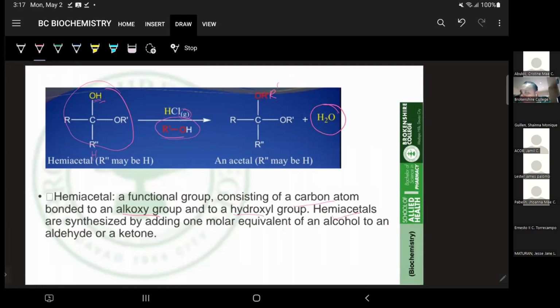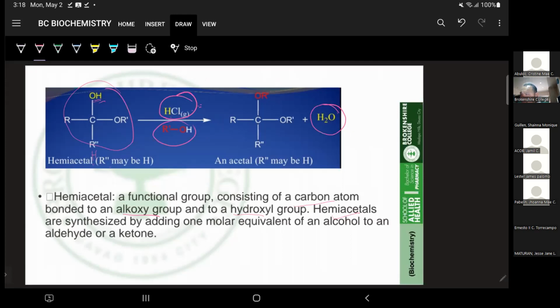Or again, going back. So this is a hemiacetal. In addition of alcohol, bakit merong HCl? Bakit merong HCl? Is for the purpose in order to make the reaction fast. Actually, that is the purpose of the HCl, no? Ang main na reactant dito is your alcohol, no? Inyong alcohol.